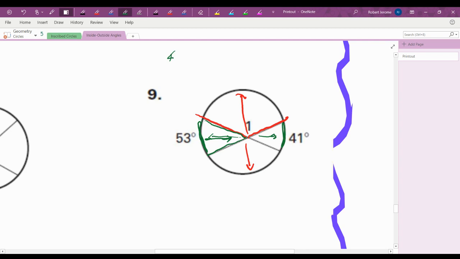So angle equals 1/2 (53 plus 41). And that angle, again, we grab our calculator real quick. 53 plus 41 divided by 2 is 47. Now this angle right here, that is not the angle we wanted.